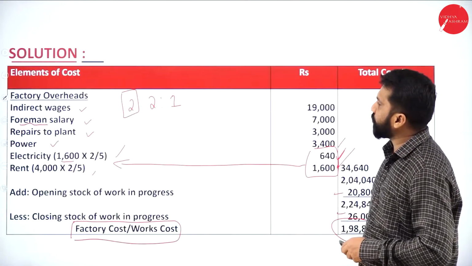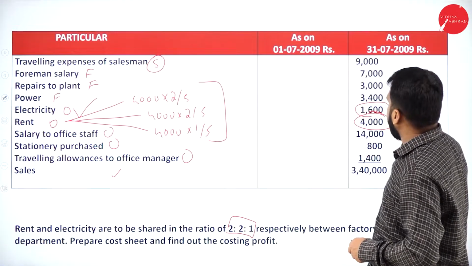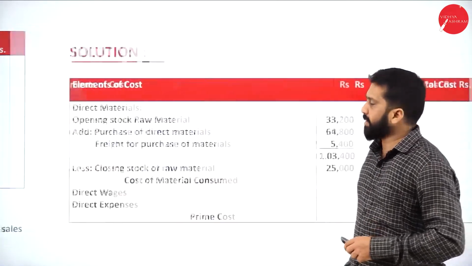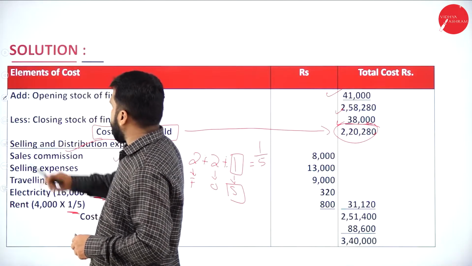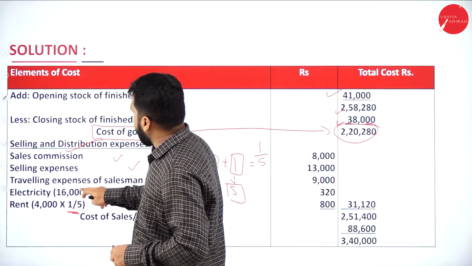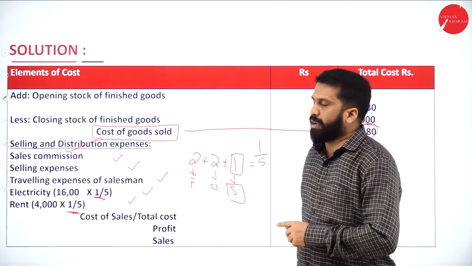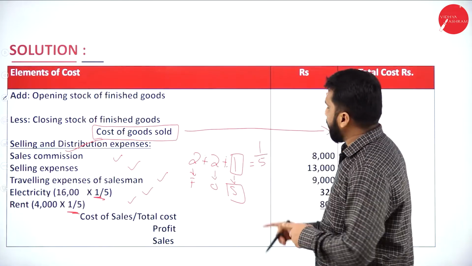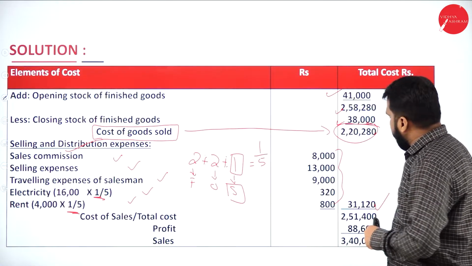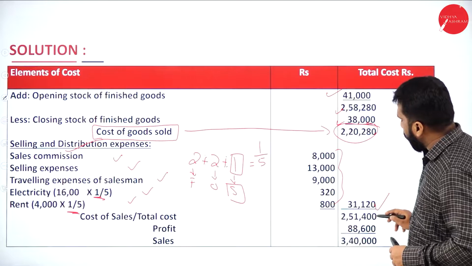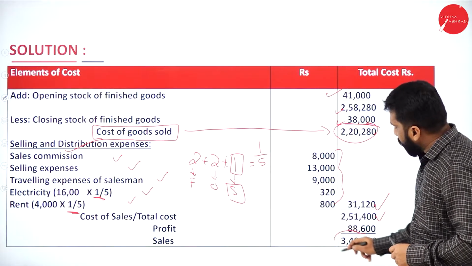So, it is not 16,000 actually, it is 1,600. I'll go back to your question. What is your electricity? Your electricity is 1,600, so you just have to make a correction. So, how much is your electricity? Your electricity is only 1,600 multiplied by 1 by 5, 4,000 into 1 by 5. This is the calculation. You got these answers. If you add 31 to 120, you got 2,51,400.